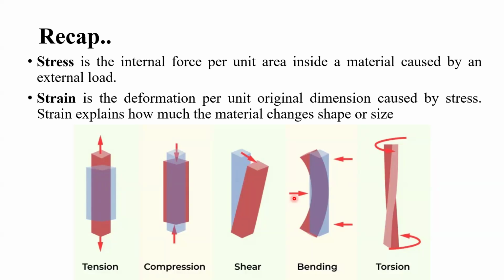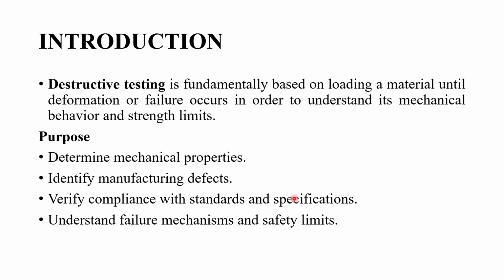So torsion is nothing but twisting of an object. Your screws, your drill bits, the iron rods used in construction are also torsion materials. So that is the recap of the last session.